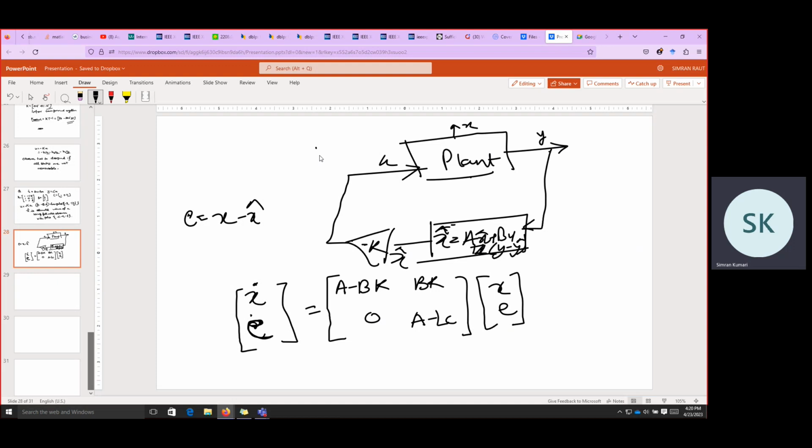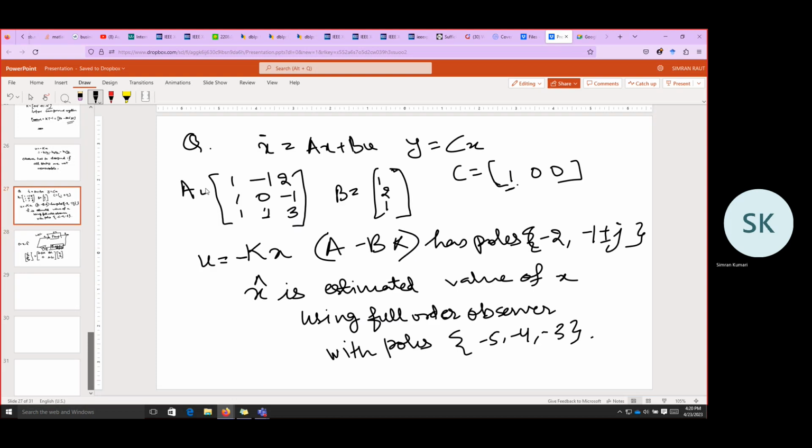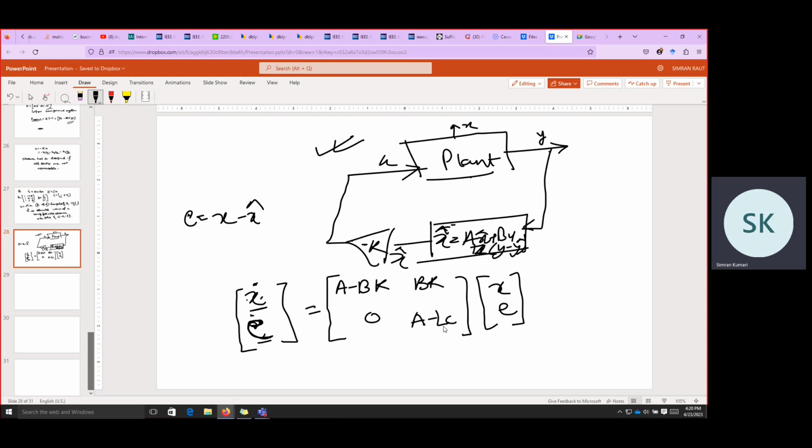So for this overall system, what is the total number of state variables? It is the number of states for X and number of states for E. For X, there are 3 states. For E also there are 3. So total number of states is equal to 3 plus 3 is equal to 6.